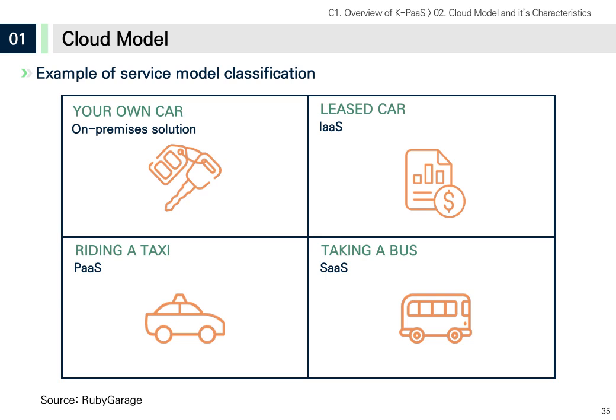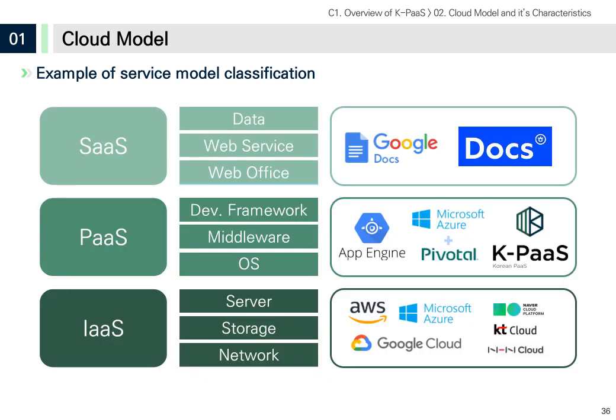which is very similar to using SaaS, which is using finished software. Next, let's look at the examples of major service offerings and products by cloud model. For the SaaS model, data, web services, web office, etc., are the main services, and representative products include Google Docs and Hancom Docs. For PaaS, development frameworks, middleware, and OS are the main services, and Google App Engine, Microsoft Azure's pivotal services, and K-PaaS are examples.